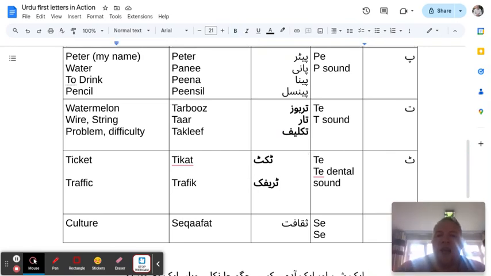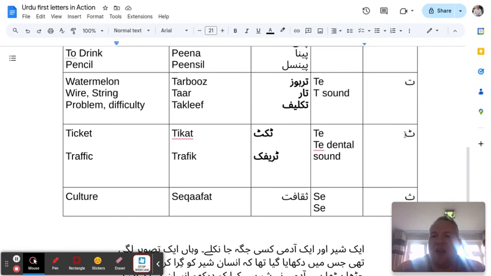Now we have the dental te sound. So this one, as I say, it looks like a little P that's upside down. It's a dental te sound. So if I say tortoise, the T's, they're in the middle of my mouth. If I say ticket, the back of the tongue touches the roof of the mouth. It's a hard t sound. Ticket, traffic. It's more of a dental t. Again, the main thing is you just remember that's a t sound and that's a t sound. And after a while, you'll begin to differentiate between the two sounds. But the main thing is to recognise it's a t sound.